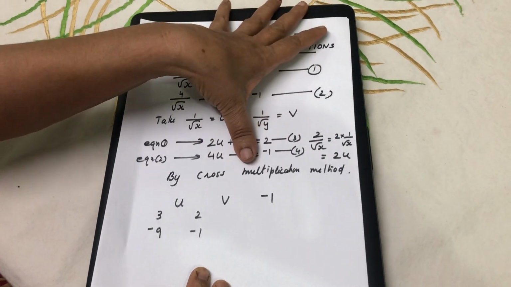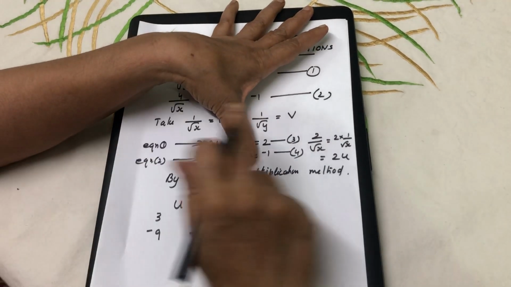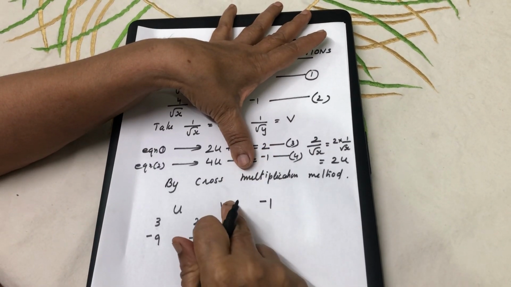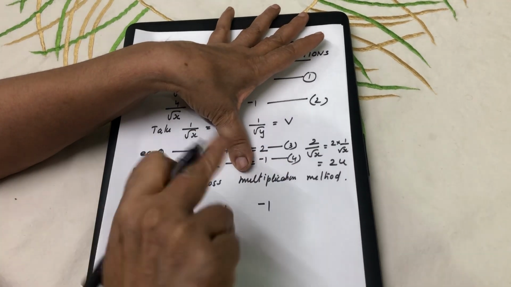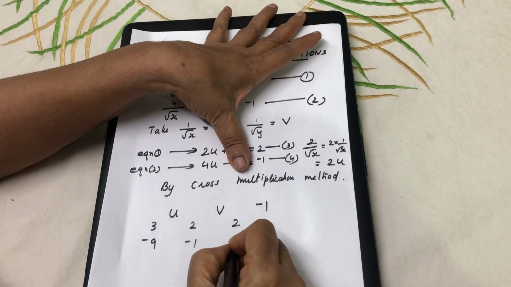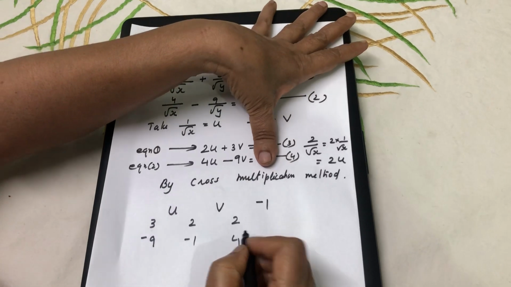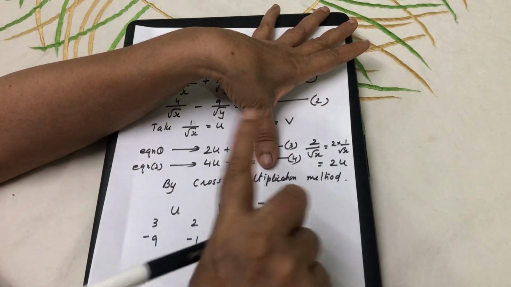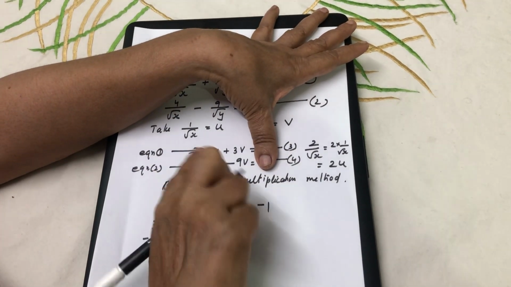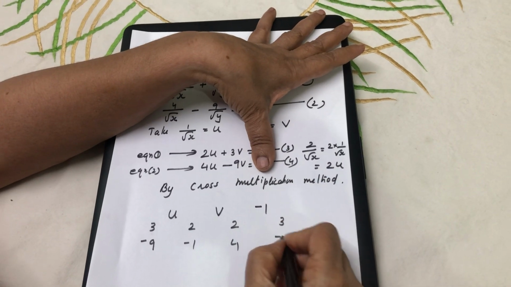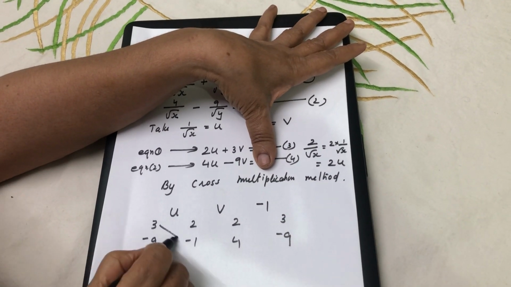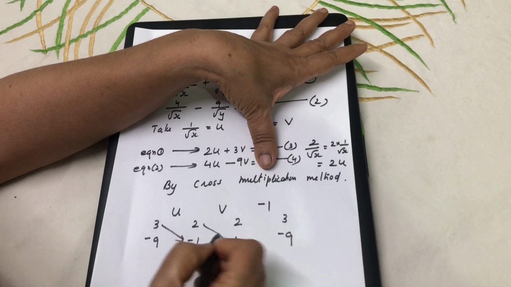Now you hide this v, same clockwise direction. Left side of v is 2, minus 1. Right side is 2, 4. Now hide this. That same left side is 2, 4. Right side is 3, minus 9. So you have to put the arrows like this.